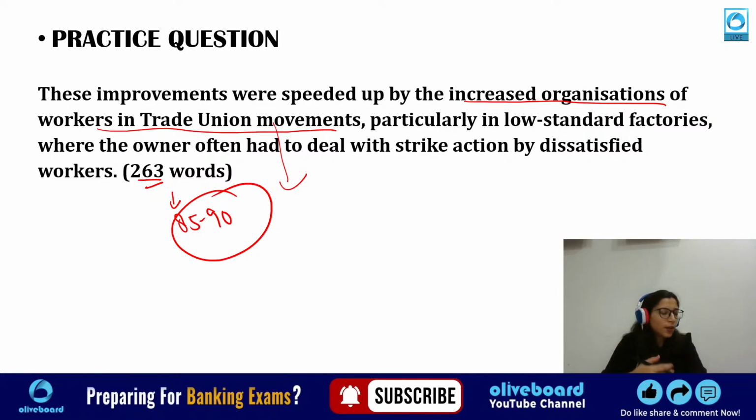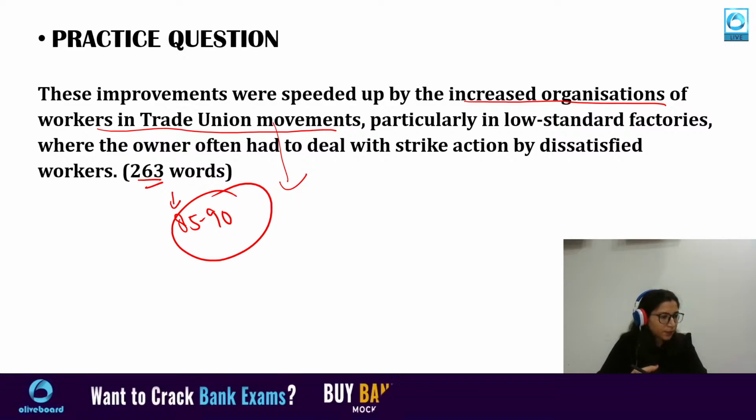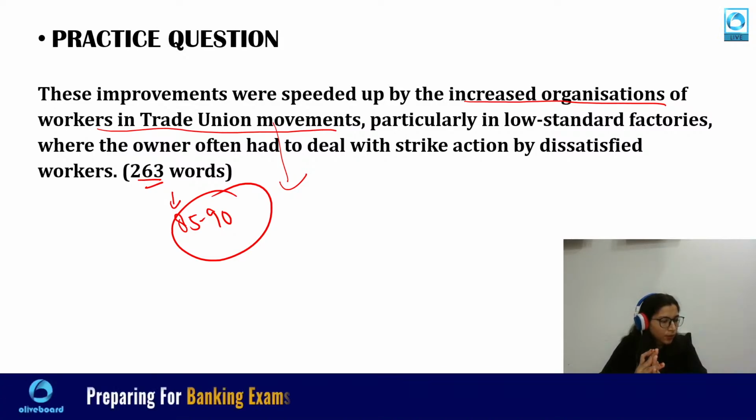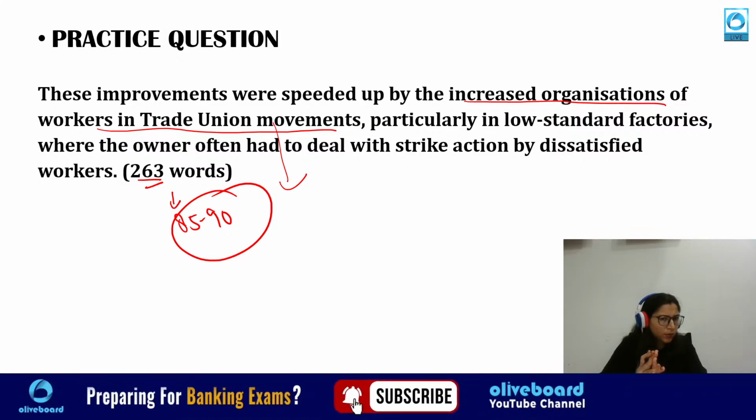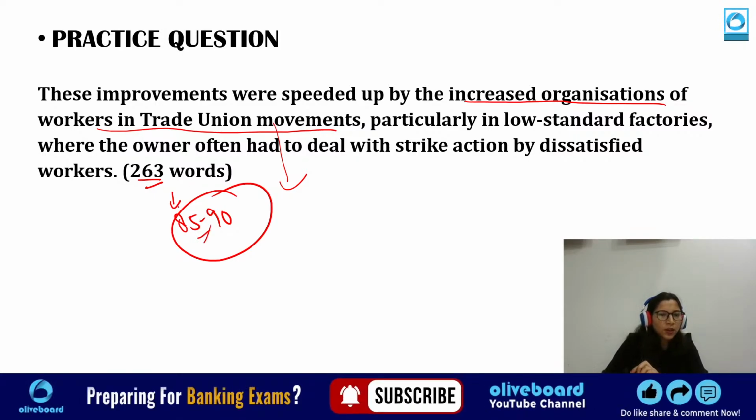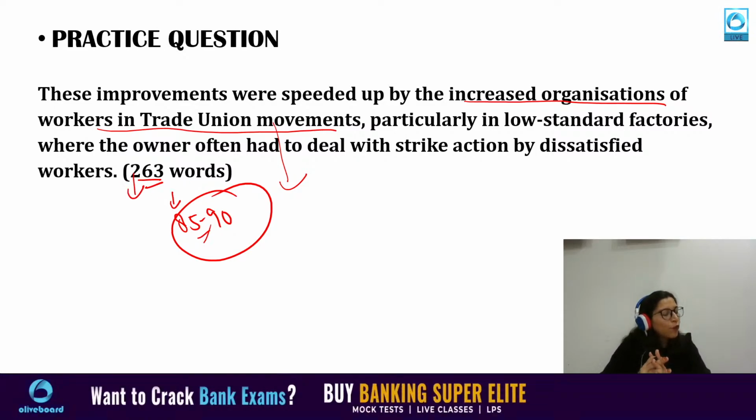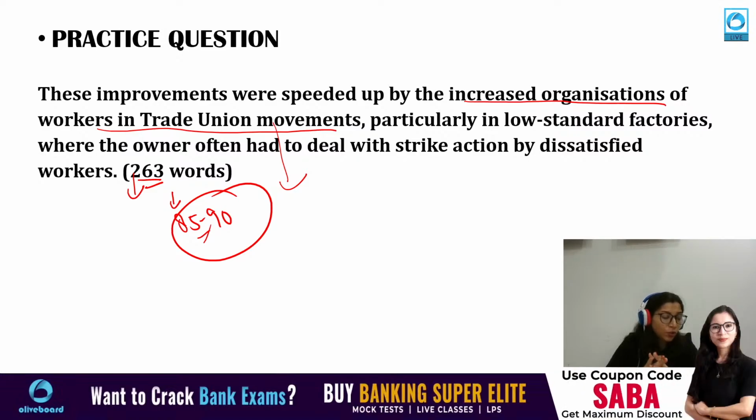Can anyone suggest the title? What can be the title of this paragraph? 85 to 90 words is the exact word limit, because for 263 words it means somewhere in between this. It will be good if you stick to this word limit.